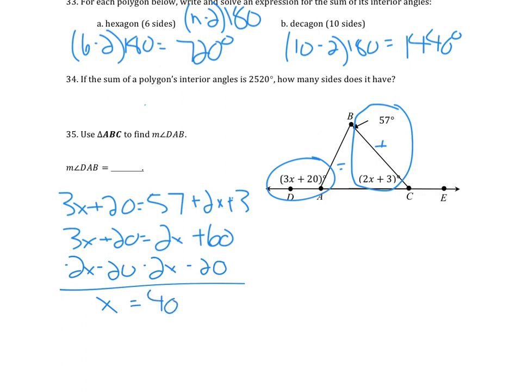Now don't stop here because they didn't ask for x. They asked for the measure of DAB. So I need to substitute that back in. So 3 times 40 plus 20 is 120 plus 20, which is 140.